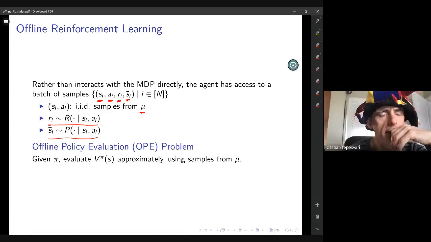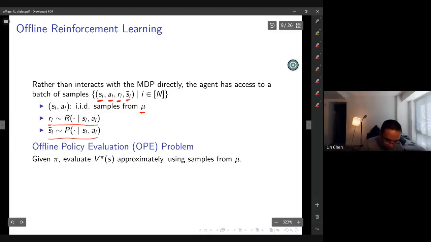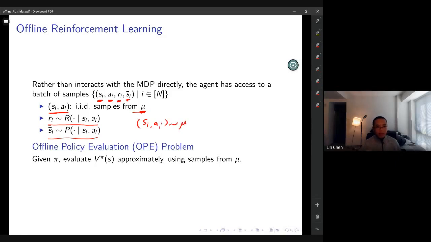Yeah, you're right. So S and A are sampled from mu, and then given Si and Ai, we can get random samples. We can get a realization of Ri and Si bar. So Si and Ai are from mu, as the question says. It's not from a policy. And then given Si and Ai, we can sample Ri and Si bar.